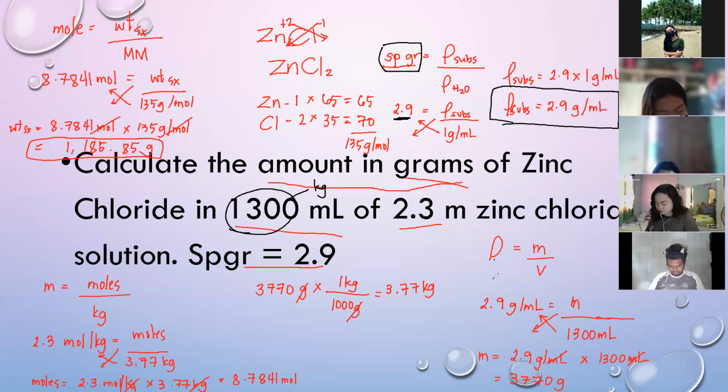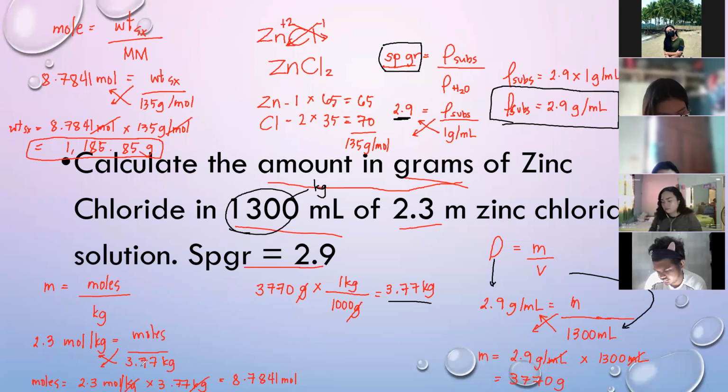So ganun pa rin, substitute. Ito, this is for density and then the volume is 1,300 ml. And then cross multiply again. For us to get the mass of the solution, multiply lang 2.9 grams per ml times 1,300 ml. Cancel the ml plus. Yung mass ng ating solution is 3,770 grams. Pero sa problem, kailangan mo siyang i-convert into kilograms. So, ganun pa rin. 3,770 grams times 1 kilogram over 1,000 grams, that's 3.77.